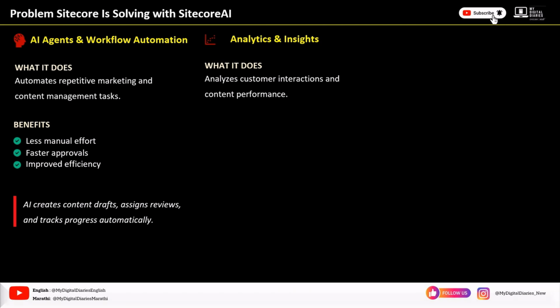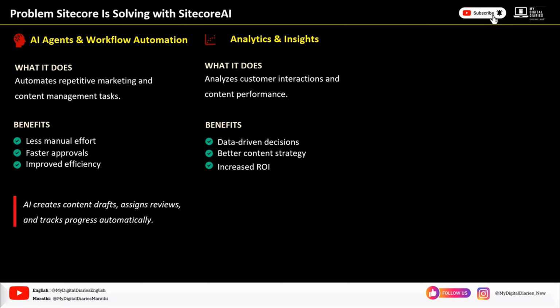Analytics and insight. Teams often publish content without really knowing what's working and what isn't. Without clear insight, they end up guessing what to improve next. Sitecore AI solves this by analyzing customer interactions and content performance. It looks at how people are actually engaging with your content and turns that into clear, usable insights.